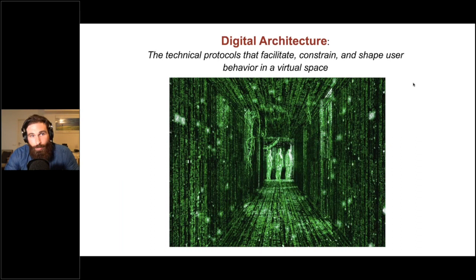So the operating definition is that the digital architecture of a social media platform is the set of technical protocols that facilitate, constrain, and shape user behavior in a virtual space. So in short, it's what the platform allows us to do, what it allows us not to do, and how it shapes the way that we communicate, whether that's through different reactions or upvotes and downvotes, or being able to share and not being able to share. These have implications for political communication, and sometimes I think that's overlooked, especially in academia, but also in the policy space as well.